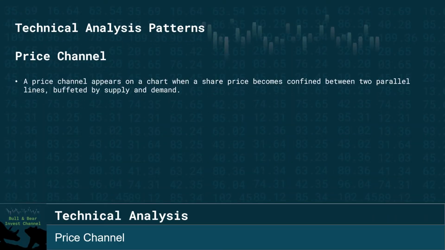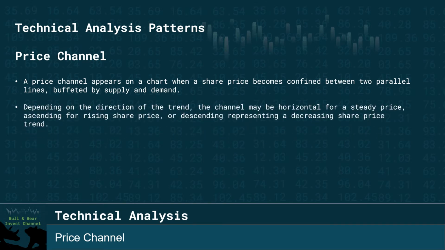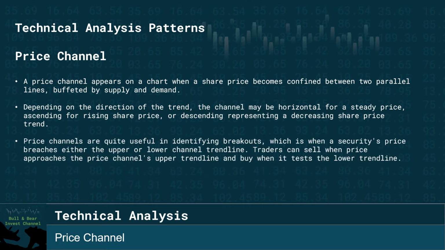A price channel appears on a chart when a share price becomes confined between two parallel lines, buffeted by supply and demand. Depending on the direction of the trend, the channel may be horizontal for a steady price, ascending for a rising share price, or descending representing a decreasing share price trend. Price channels are quite useful in identifying breakouts, which is when a security's price breaches either the upper or lower channel trend line.